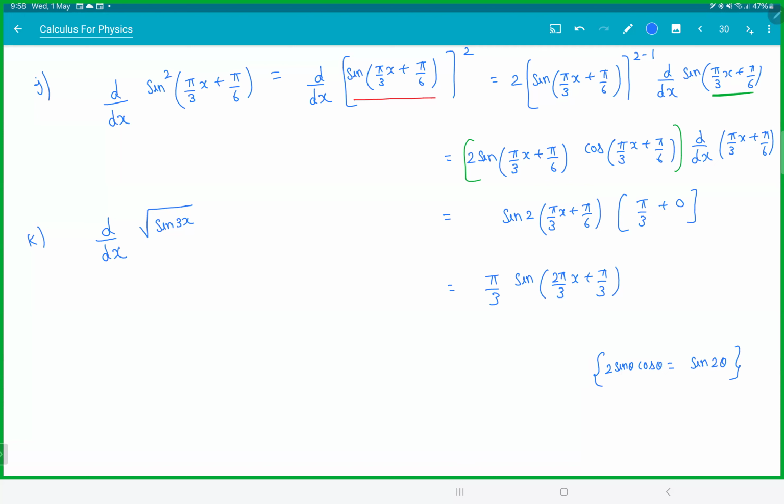Have a look at this, the J part. Finish with K. K is root sine 3x.